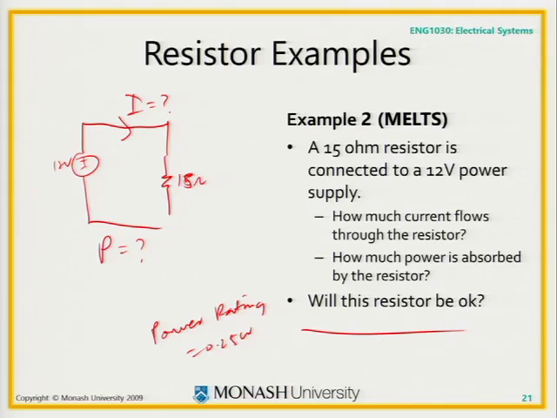Okay, so how do we calculate the current? So we know that V equals 12 volts, R equals 15 ohms. So therefore, V equals IR is Ohm's law, and therefore I equals V on R, which is equal to 12 over 15, which is equal to 0.8 amps. Okay, so that's the current.